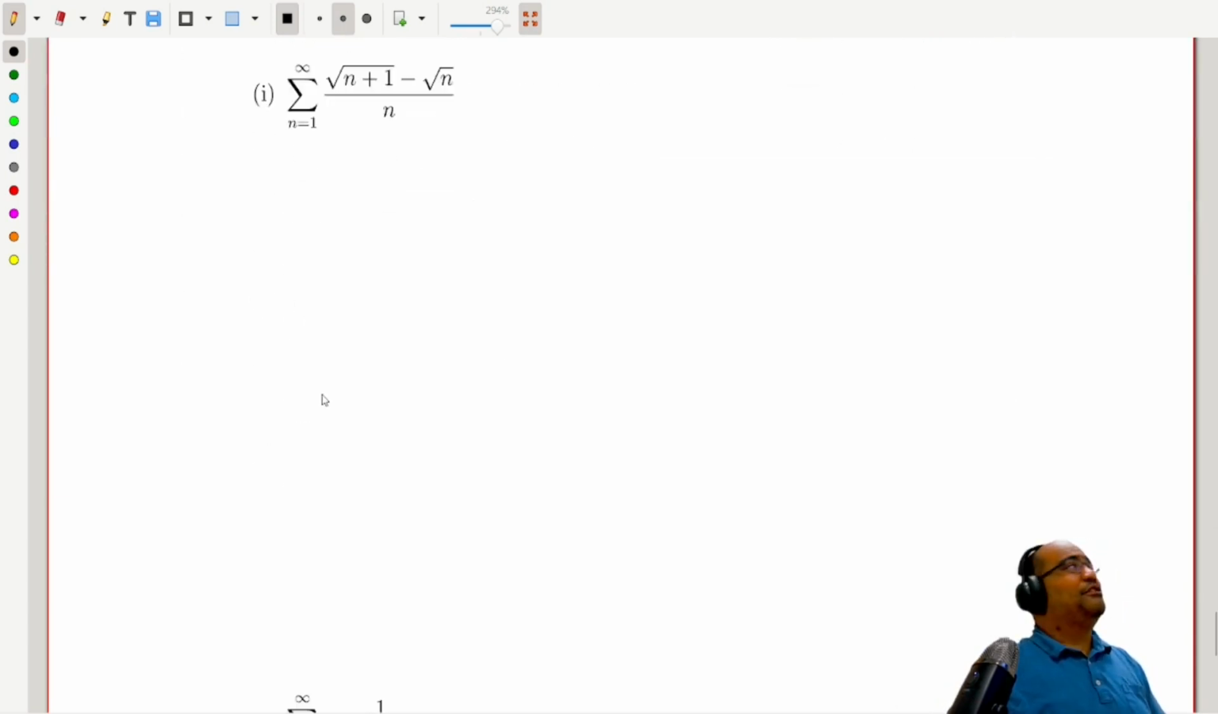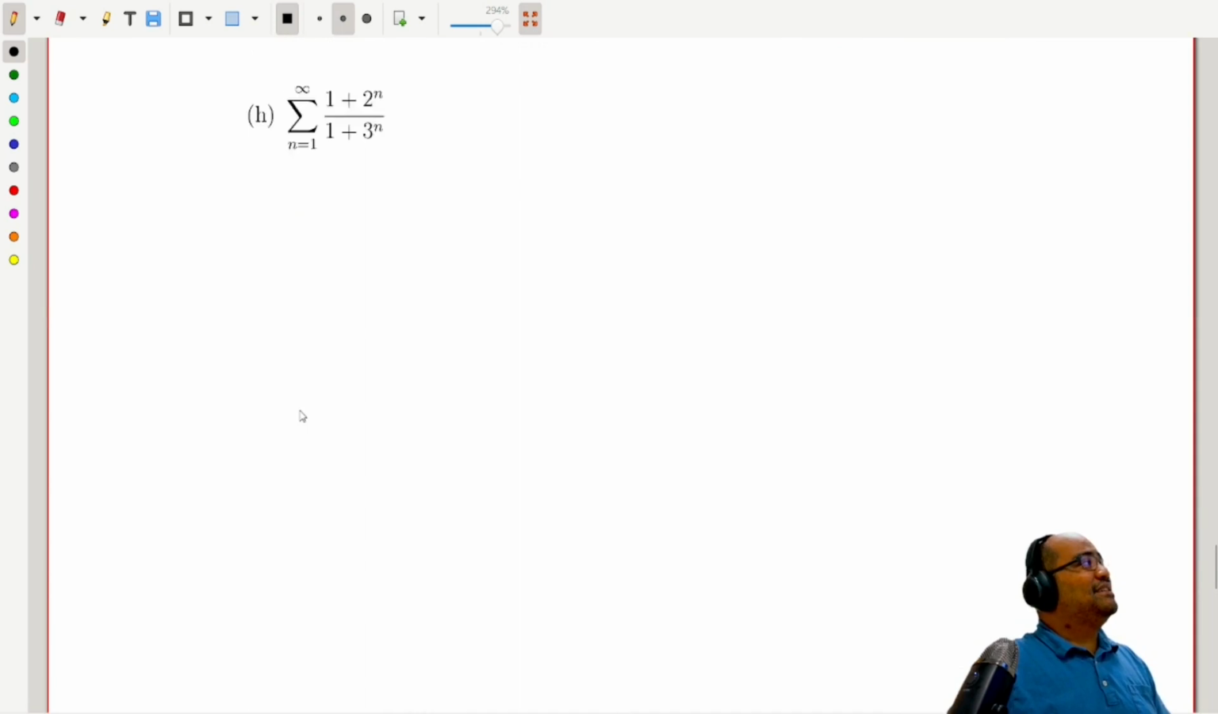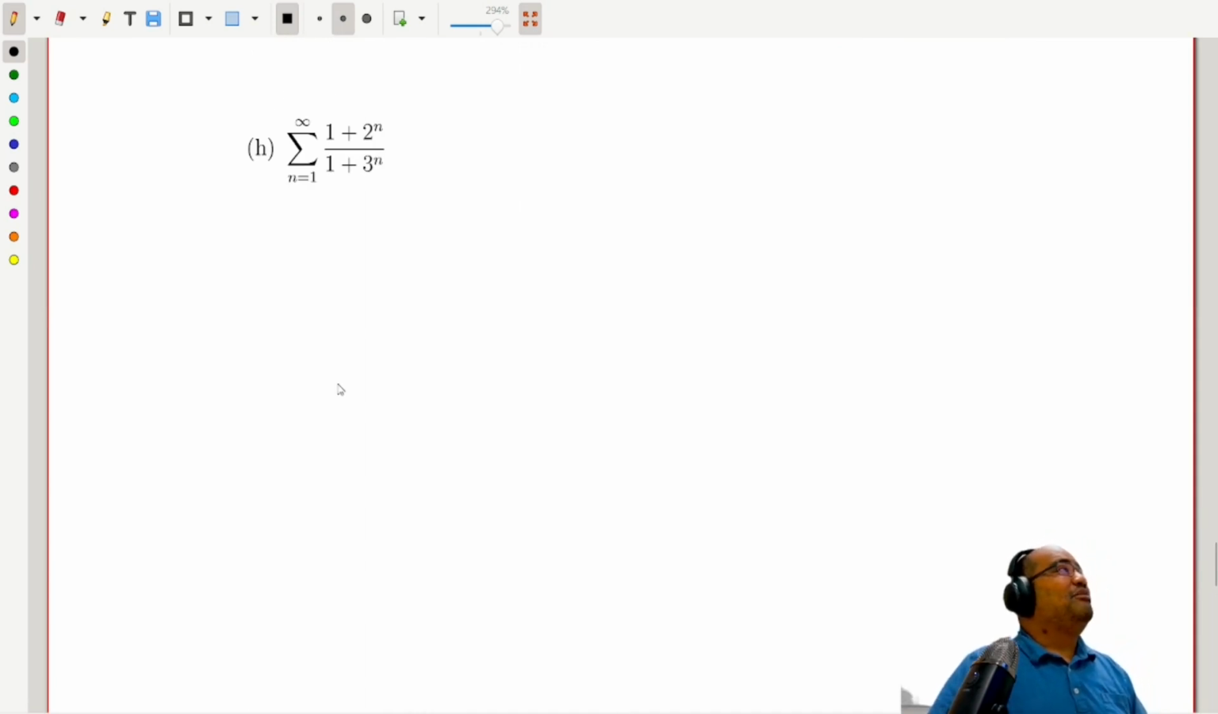This one looks a little funky. There we go. We have 1 plus 2 to the n over 1 plus 3 to the n. Now this is where this idea of thinking about dominating terms comes in. In the numerator, the 2 to the n dominates, and in the denominator, the 3 to the n dominates.